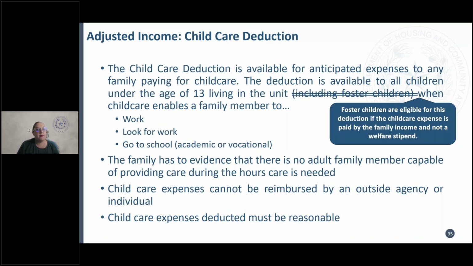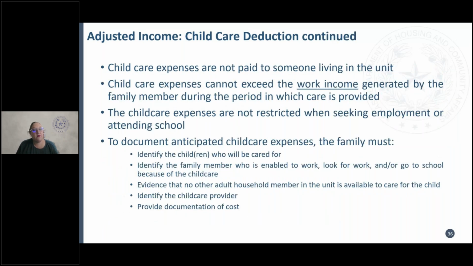This has to enable somebody in the household to work, look for work, or go to school. The family has to evidence that there's no adult family member capable of providing care during the hours care is needed. Child care expenses cannot be reimbursed by an outside agency or individual, and child care expenses deducted must be reasonable. They cannot be paid to someone living in the unit. They cannot exceed the work income generated by the family member during the period which care is provided. The child care expenses are not restricted when seeking employment or attending school.